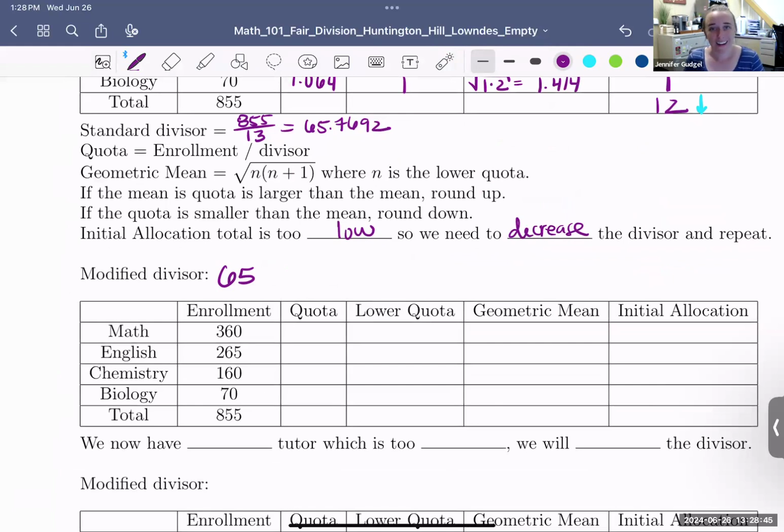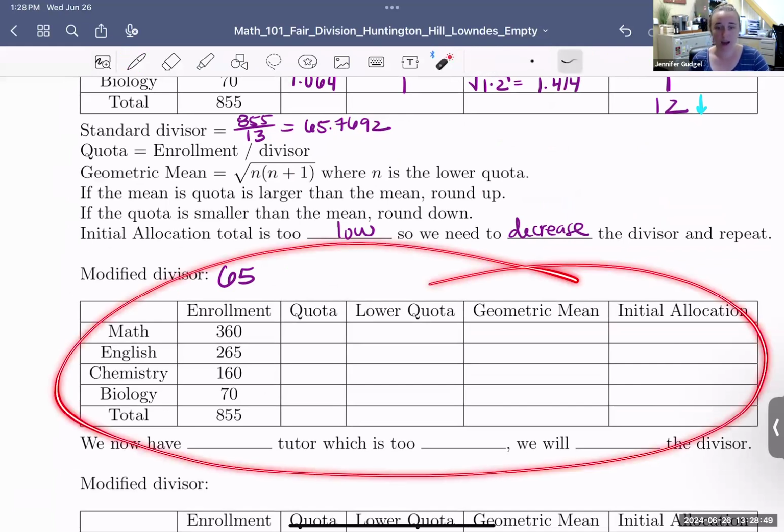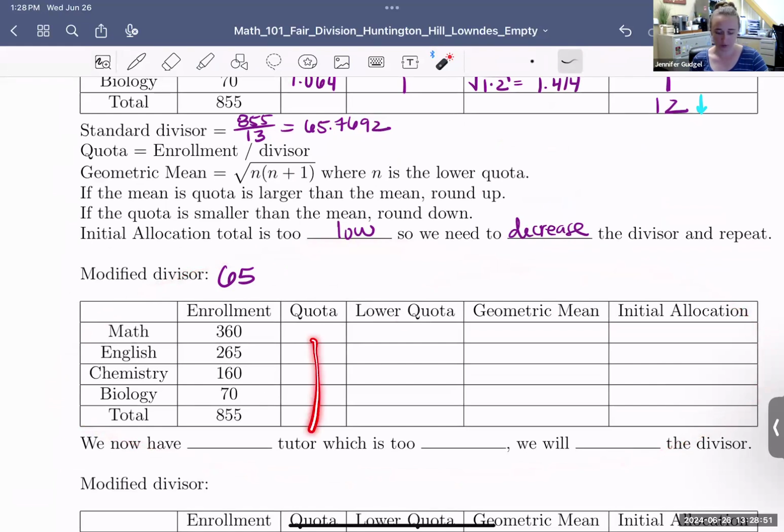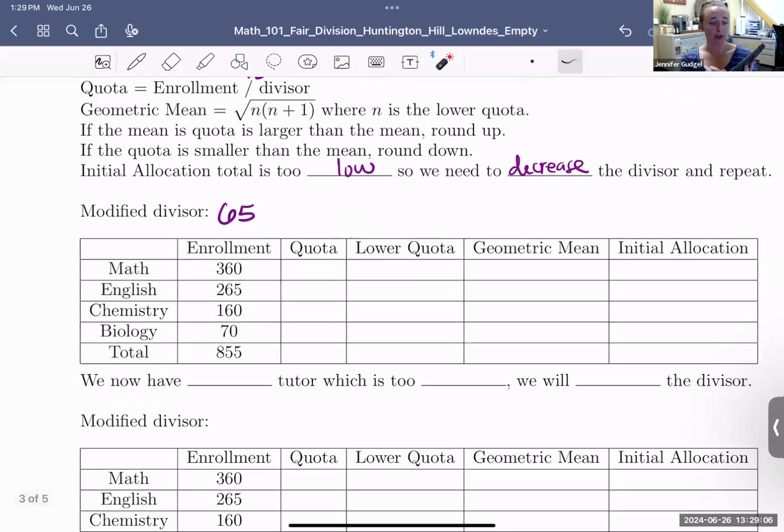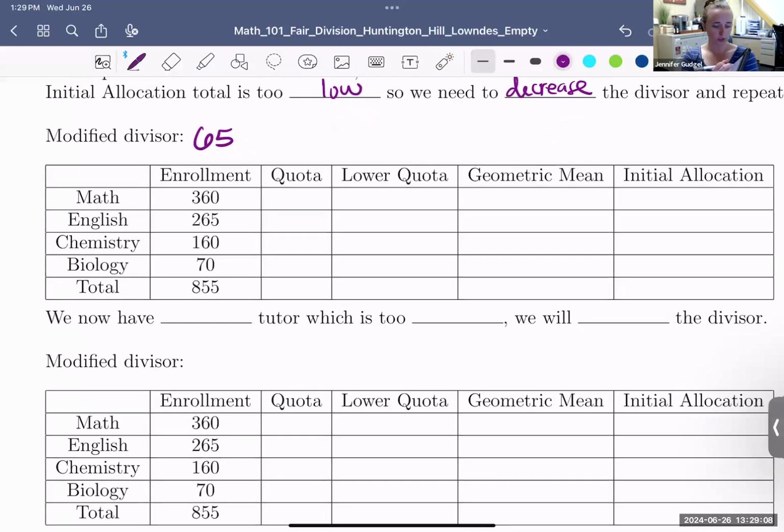I would like you to pause, walk through this whole thing in this chart using the divisor 65, find your quotas, find your lower quotas, geometric means, and then comparing those quotas and means, find your allocation and see if it's right or see if we need to increase or decrease depending on what it is. All right, I'm going to go ahead and head into it. So 360 divided by 65, because that's my new divisor.